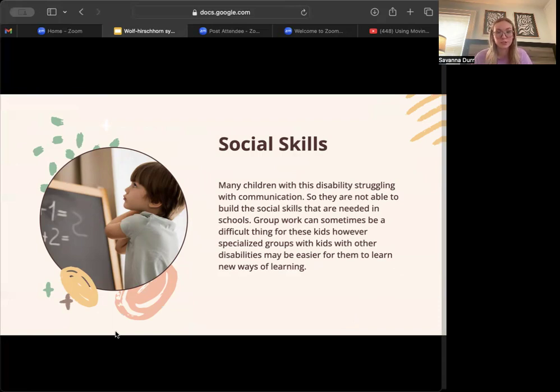with your peers. A lot of teachers who use group work are not able to as much with these students just because they're unable to communicate in a way that is efficient in group work. It can sometimes help if you do specialized groups with other students that also have disabilities or similar disabilities, to make them have easier ways to learn new ways of learning.